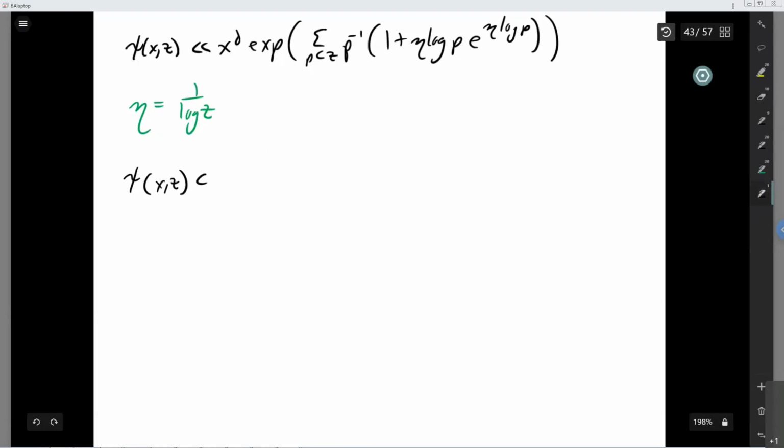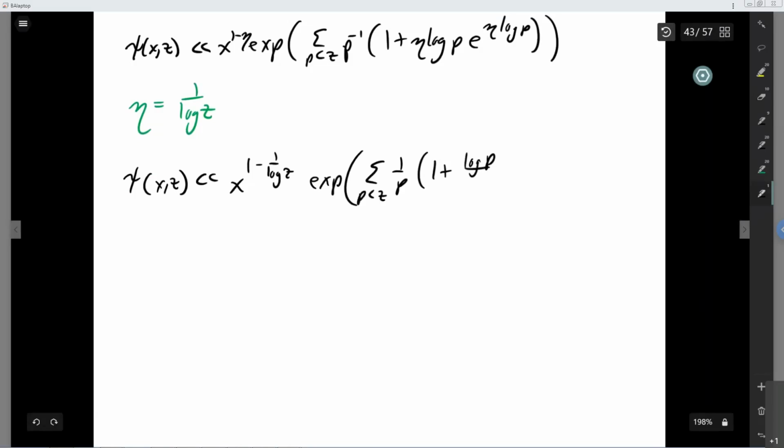In fact, I forgot to plug in right here. Delta is 1 minus eta. This is x to the 1 minus 1 over log z times the exponential sum over p less than z of 1 over p times (1 plus log p over log z).